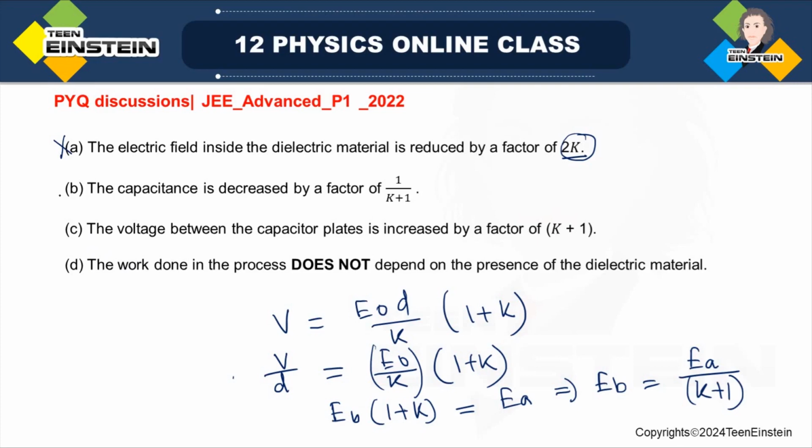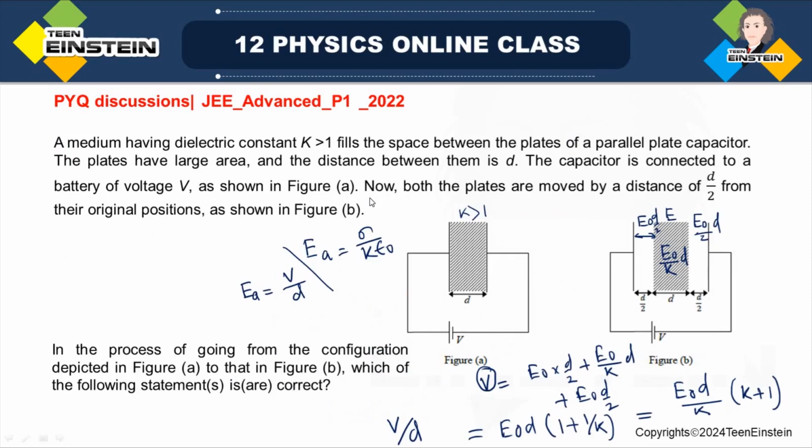Now the second option, let us see. We have to find out the capacitance. In the second configuration, it is said that the capacitance in the second configuration will be decreased by a factor of 1 over k plus 1. We have to check now the capacitance. So you know this configuration, I'll just clean everything.